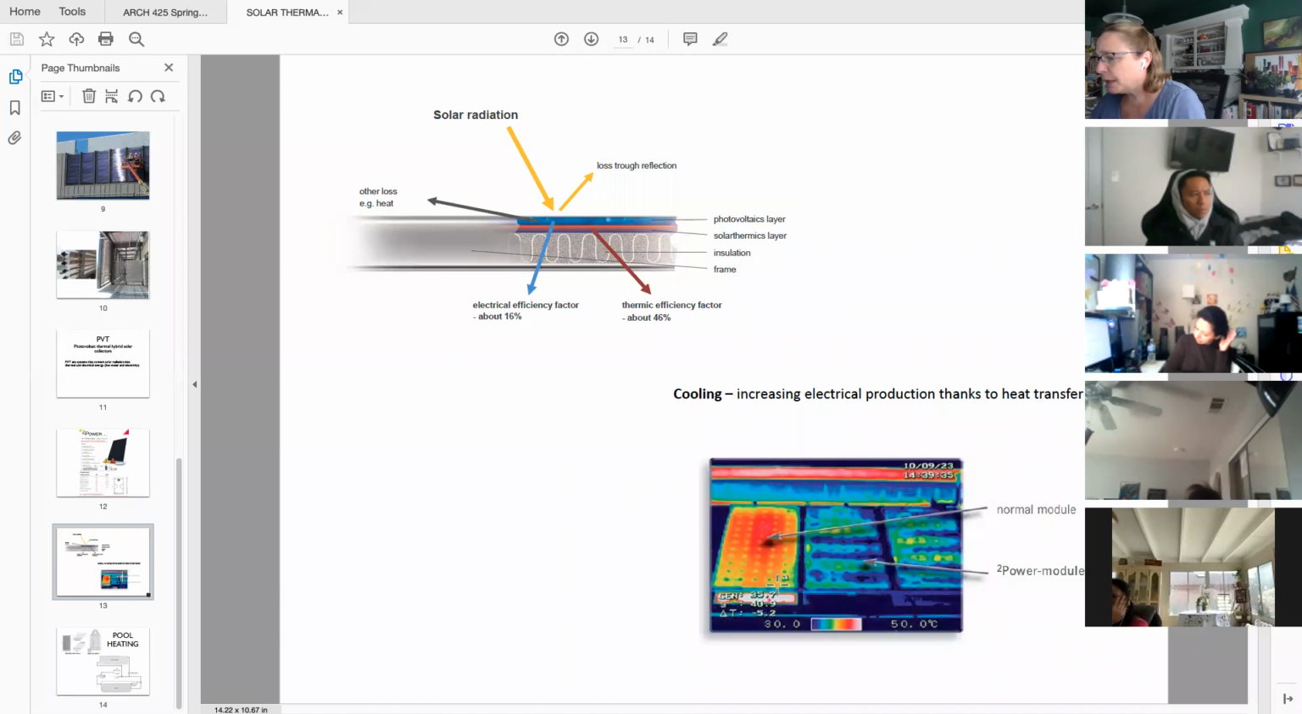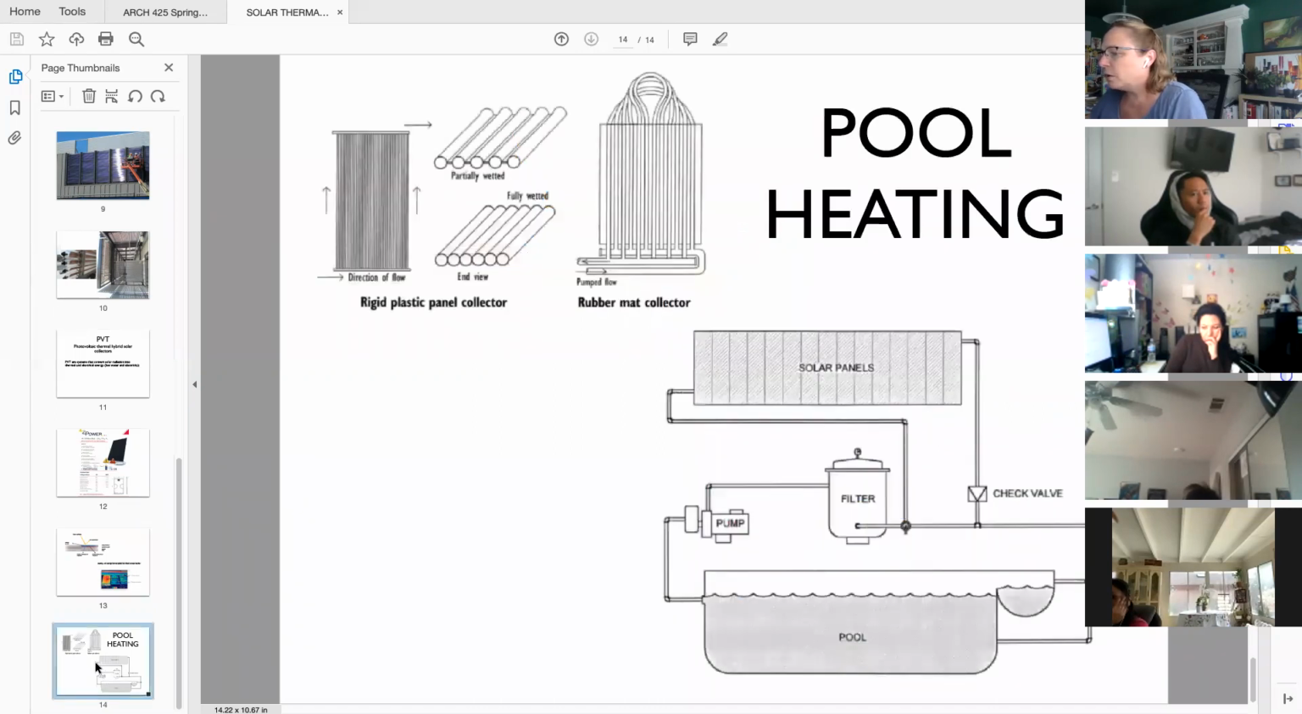So I started to talk about pool heating, and that is one more really good application for solar thermal. A typical pool heating system does not use a flat plate collector because the cost of the copper and the glazing and the sophistication of that panel, which can get really hot temperatures, like 180 degrees, it's overkill for pool heating.